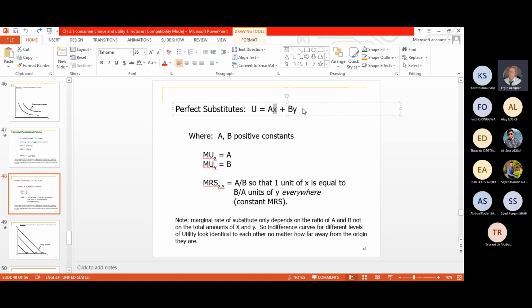to the power of 1 minus 1, because you reduce the power by 1 for the differentiation, then you have b. You get it? Then the marginal utility of x is a, and the marginal utility of y is b. Therefore, the marginal rate of substitution of x for y is a over b, so that 1 unit of x is equal to b over a units of y everywhere, a constant marginal rate of substitution. So we note that the marginal rate of substitution only depends on the ratio of a and b, not on the total amount of x and y, because these are the coefficients which are affecting and changing.